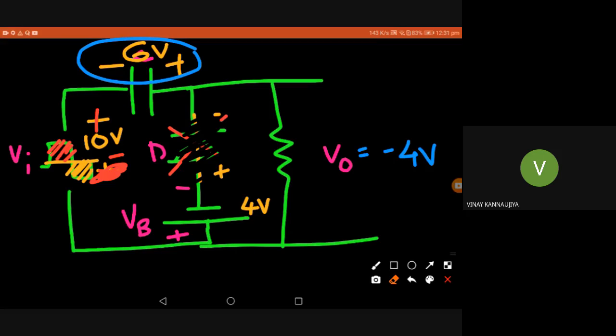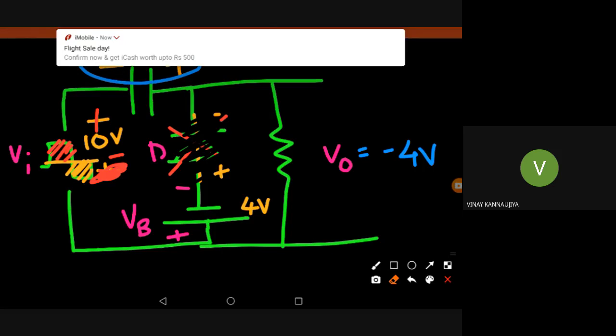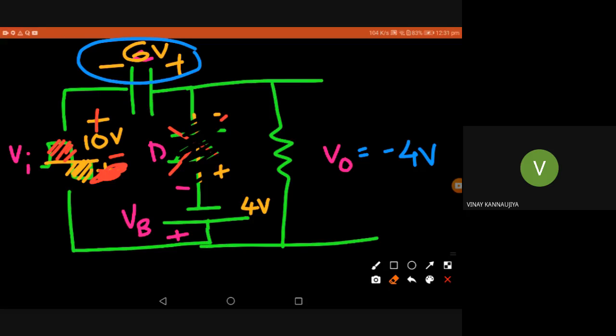Now you can see the input, capacitor voltage, and output are coming across a single loop. So if you apply Kirchhoff voltage law, what will we get? We can see that both input voltage and capacitor voltage are in the same direction. So what is the net voltage? 10 plus 6, 16, right? And that will be coming across my output in the plus minus direction, so my output will be 16 volt in the positive cycle.